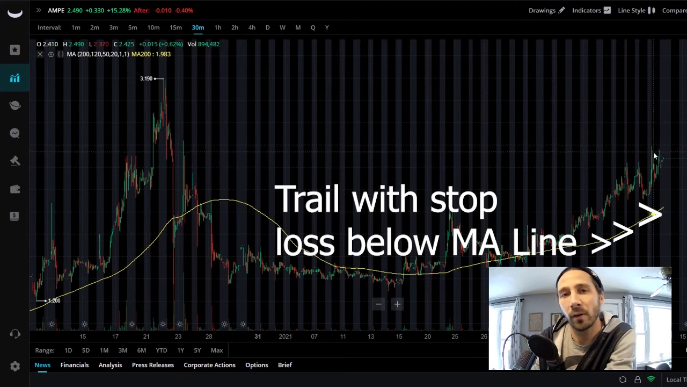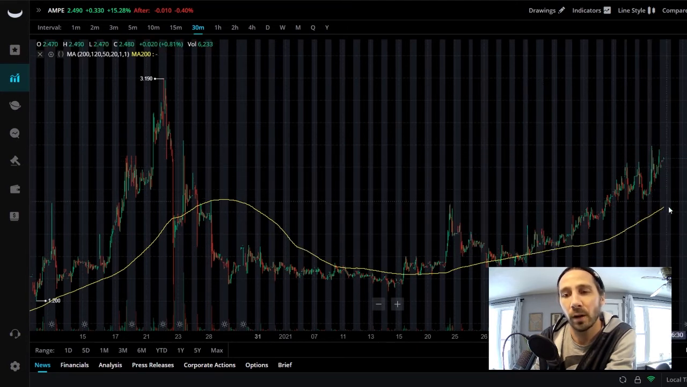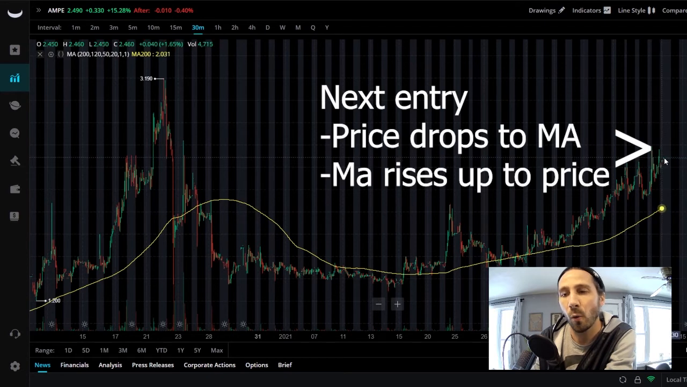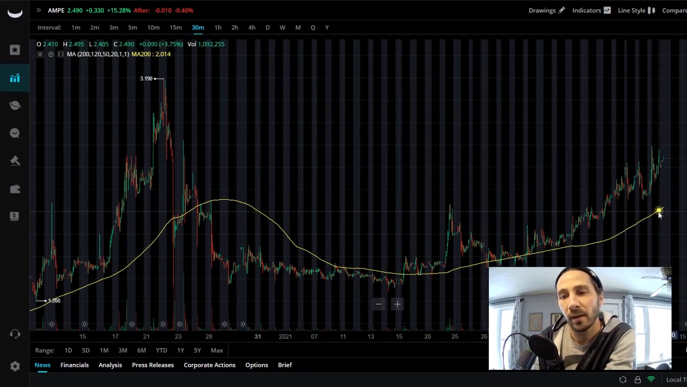And one other entry is, say you missed this uptrend and you were looking at it and you were up here. What you'd want to do is either wait for this 200 MA to come up and start touching this price in the future, and that would be another entry point, or you would wait for this price to fall back down and bounce back off of this 200 MA. So that would be the best way to use the MA line as an entry point.